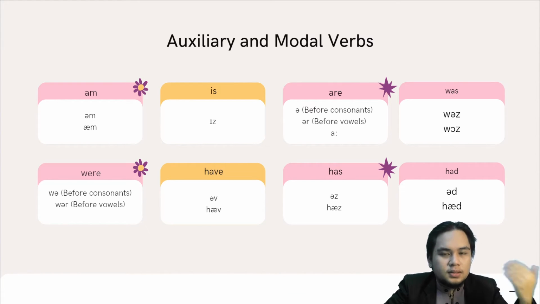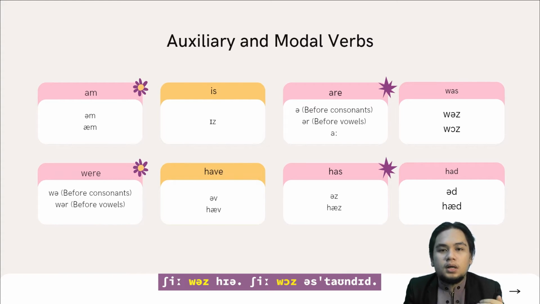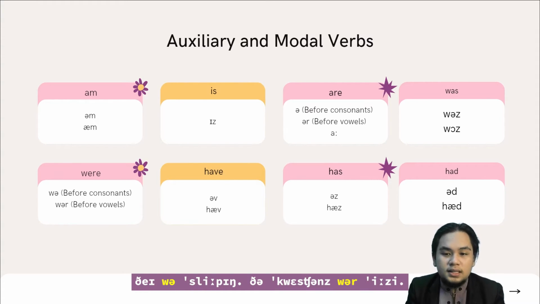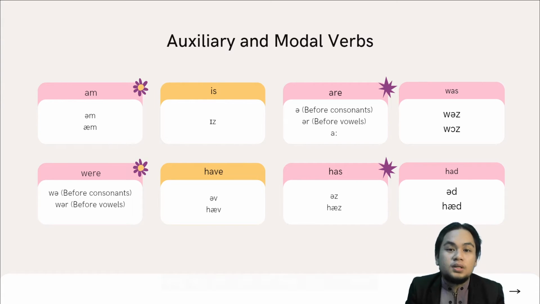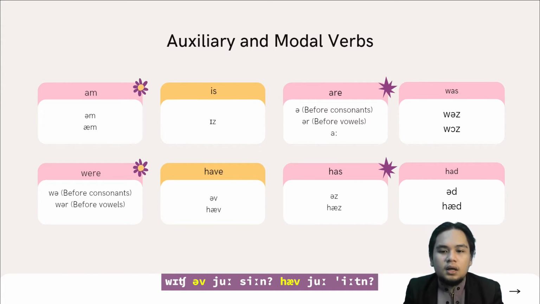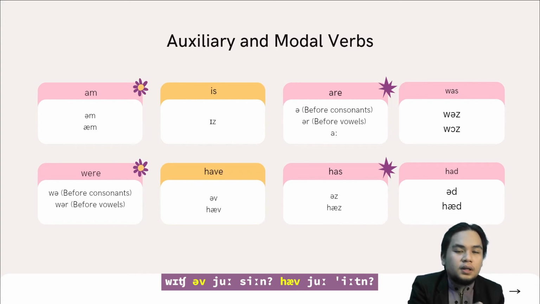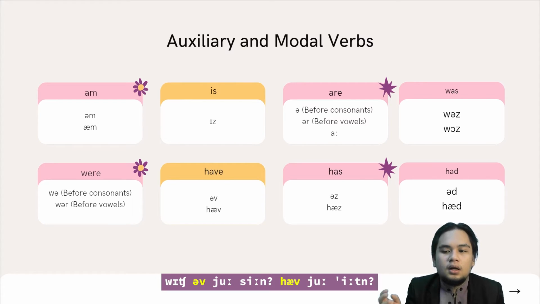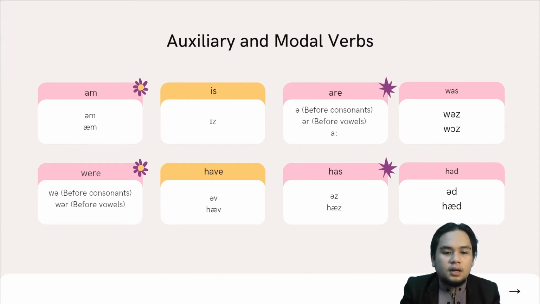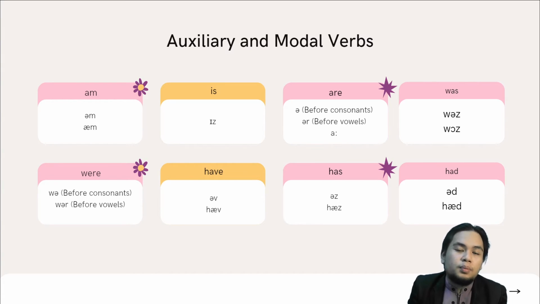Was is also the same as are. She was here. She was astounded. The questions were easy. They were sleeping. Also before consonants and before vowels. Which have you seen? Have you eaten? When we are putting it in front of the sentence, we tend to pronounce the h. Which have you seen? Or have you eaten? The h. Also, this covers have, has, and had. When we put the word in front of the sentence, we tend to pronounce the h.